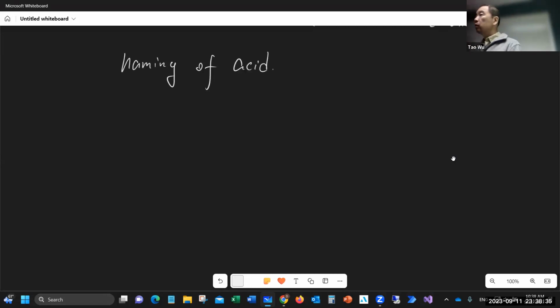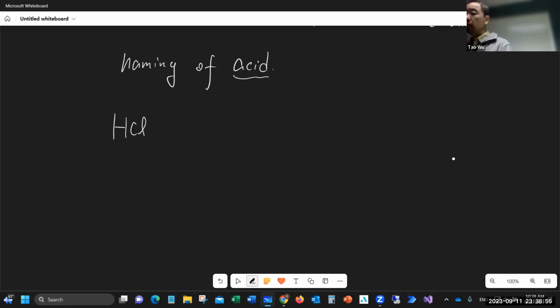So first, what exactly is an acid? Acid is different from the other compounds. And just to let you know, an acid is not an ionic compound. An acid usually has a hydrogen in front, and the other part is a non-metal.